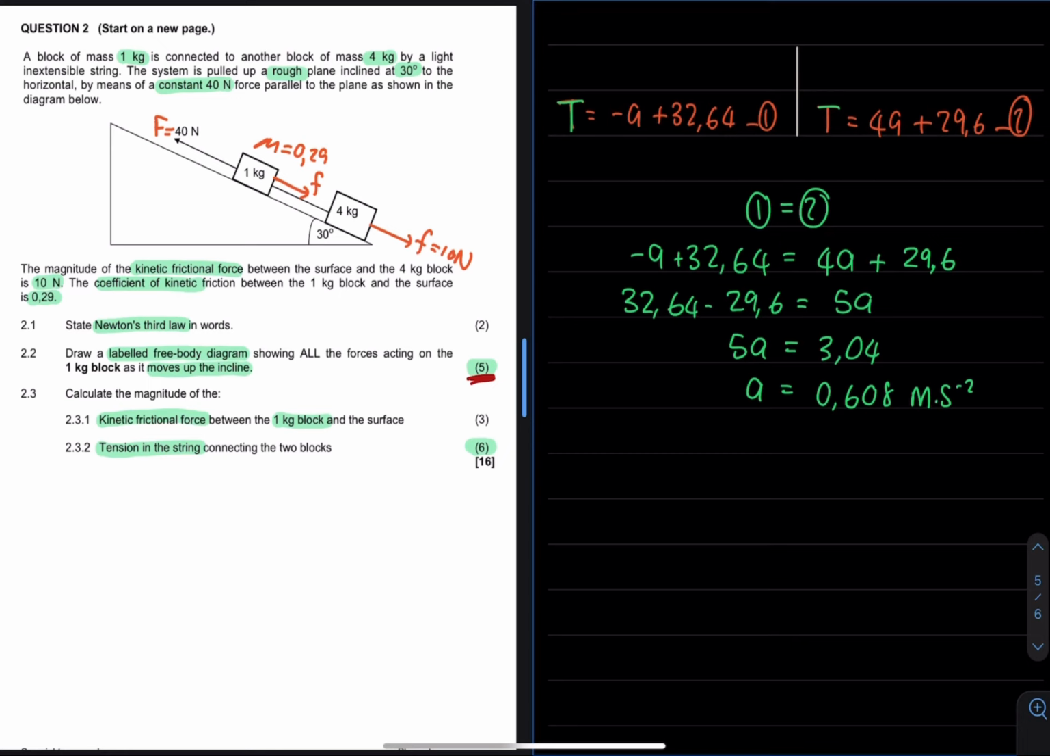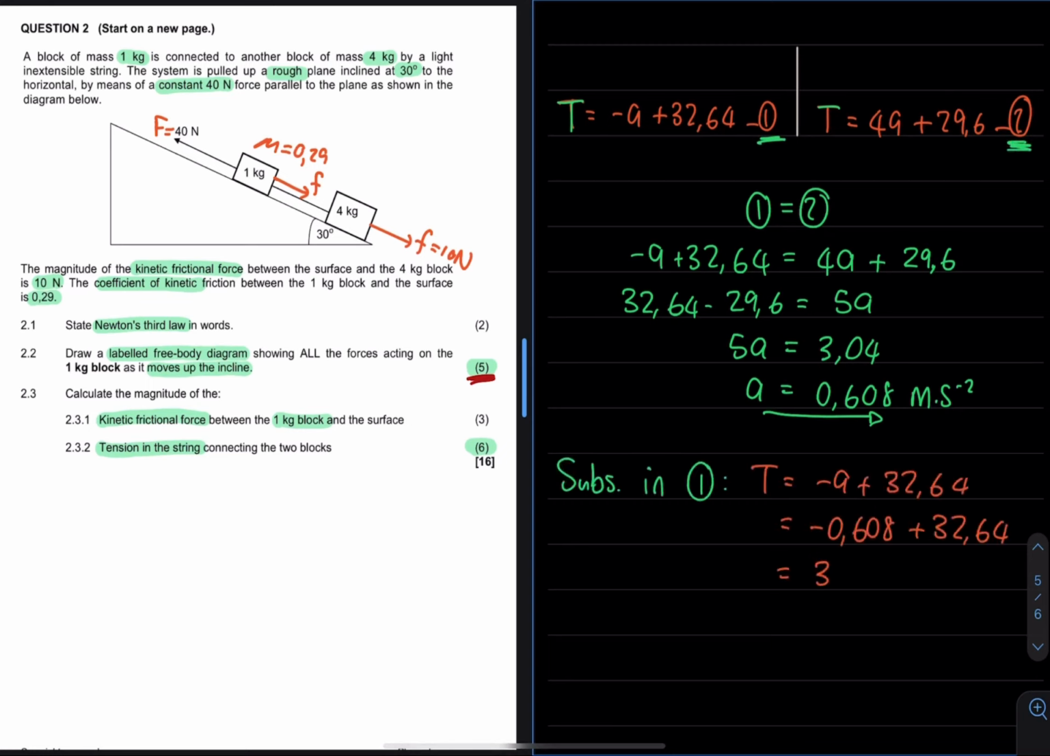Now remember they asked for the tension, so we can substitute this acceleration back in equation 1 or equation 2, giving us a tension of 32.03 newtons.